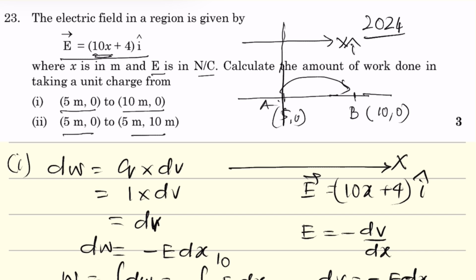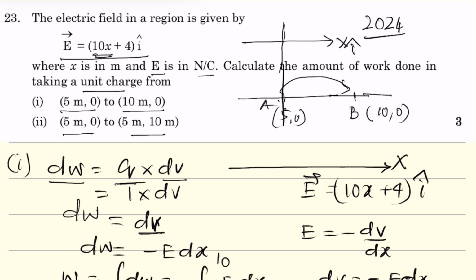Let us do one by one. So we know that work done is equal to charge into potential, correct? Here it is given that you have to shift a unit charge. The given charge is unit, so 1 coulomb. So let us make it 1. So the work done is equal to the potential difference.